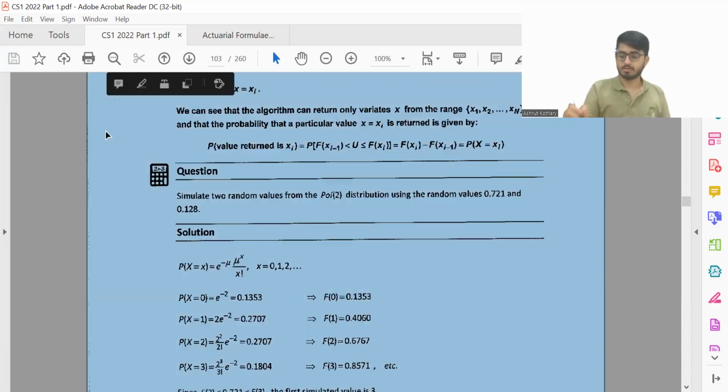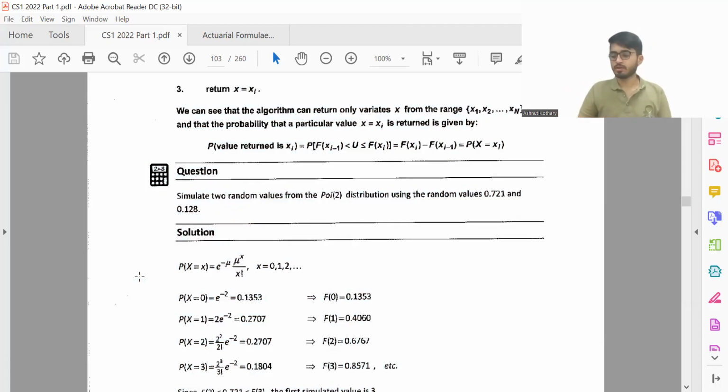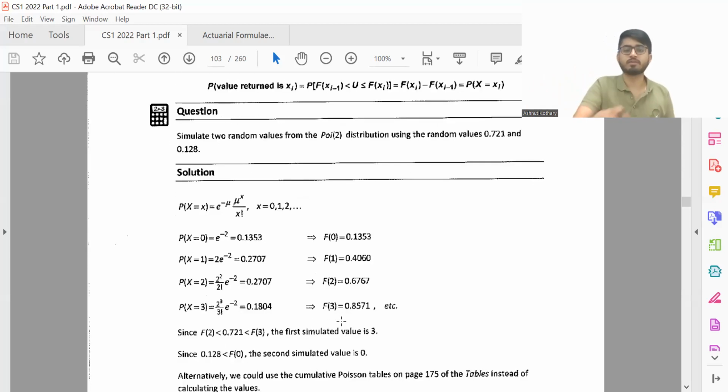So let us talk about this example. Simulate two random values from a Poisson 2 distribution using the random values 0.721 and 0.128. First, I need to calculate the probabilities at 0, 1, 2, and so on. It is a Poisson 2 distribution. Probability x equal to 0 is this, therefore F0 is this. You can use actuarial tables directly also. We saw that we have the CDF there, right? So this is F0, F1, F2, F3, and so on.